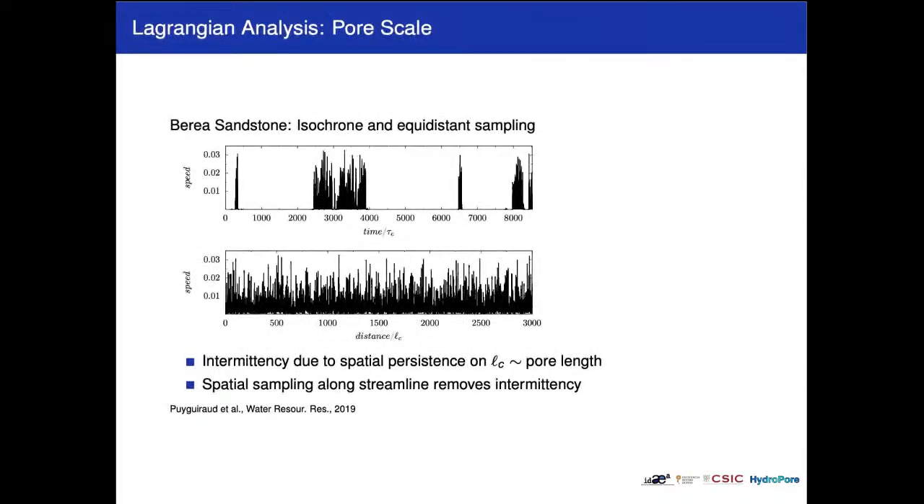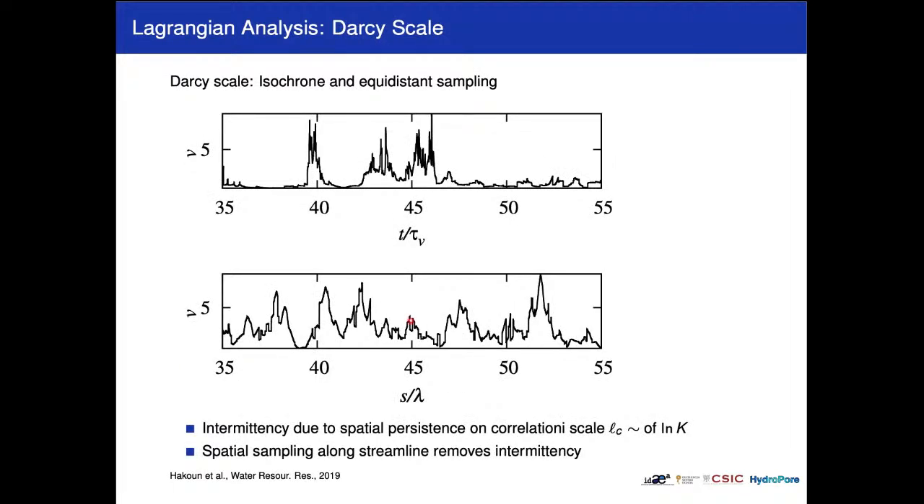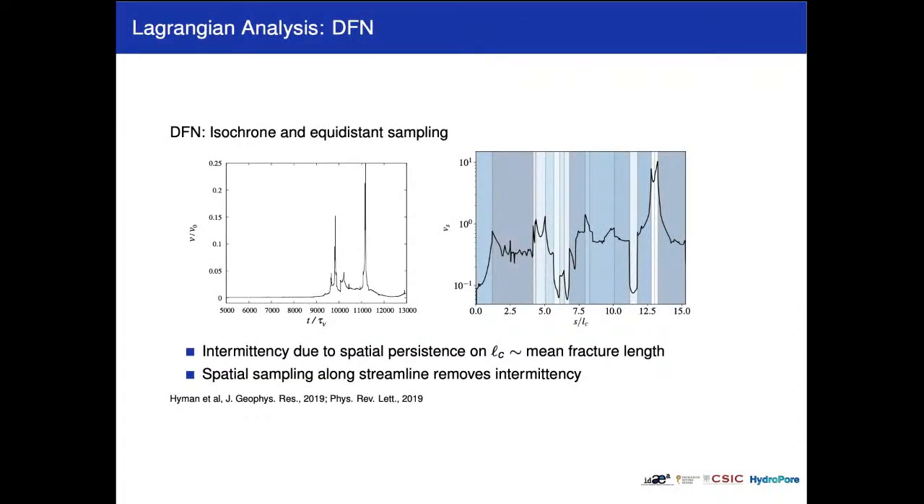So now when we analyze particle velocities isochronically, again we have this strongly intermittent behavior, but when we analyze them equidistantly, we see a relatively, let's say, regular random signal. No? And we see that velocities, they actually change on one single constant scale. The same we see on the Darcy scale. Again, here we have intermittent signal sampling in time and sampling in space, let's say relatively regular, and the same also for DFNs. So what we see is that velocities, they change when we go from one fracture plane to the next. So the different shadings are different fracture planes.